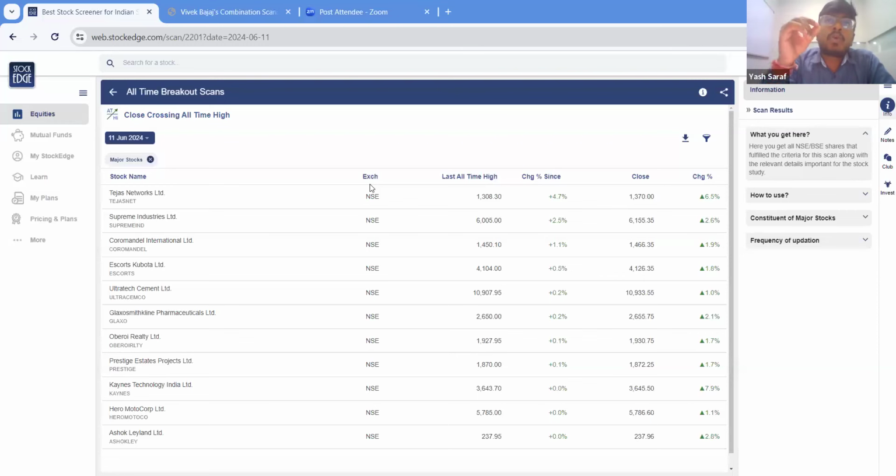So let me tell you, the 2-year and 3-year stocks, whose all-time high was 2 or 3 years back, are stronger for an up move, because the larger the time frame the stock takes to cross or give an all-time high breakout, the better and the stronger the move it will give in the future. First thing.